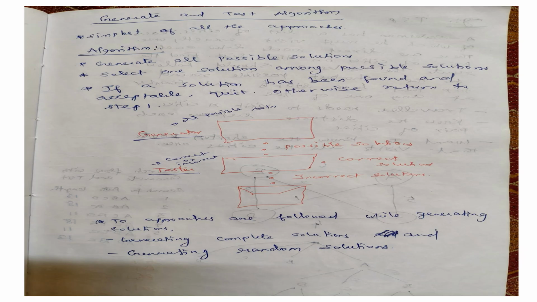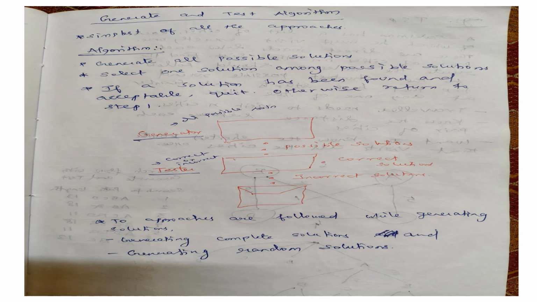Moving to the algorithm, we already know about it. First, generate all the possible solutions, or generate one possible solution at a time. Select a candidate solution from the set of possible solutions. Test whether the selected solution satisfies the goal requirement. If the solution is correct and acceptable, stop and return the solution. Otherwise, generate another solution and repeat the process. The working is represented over here.